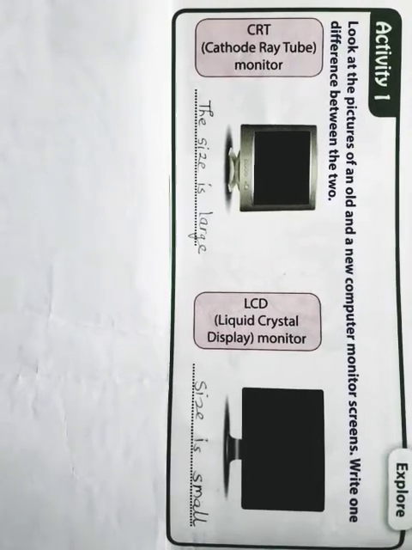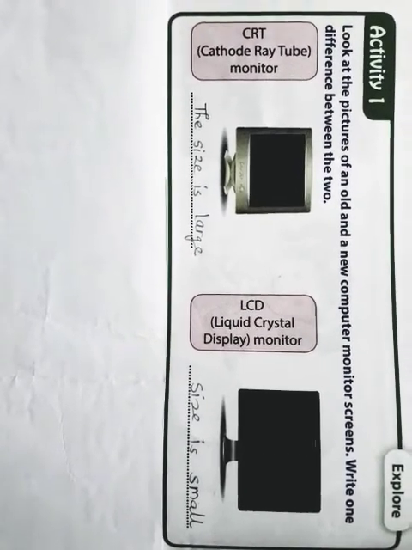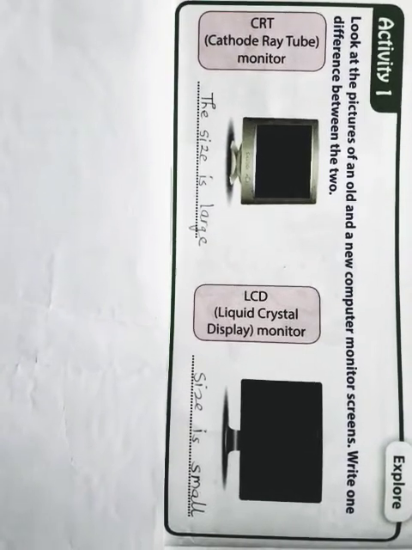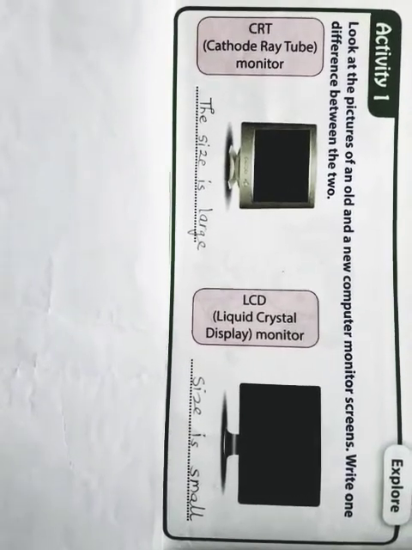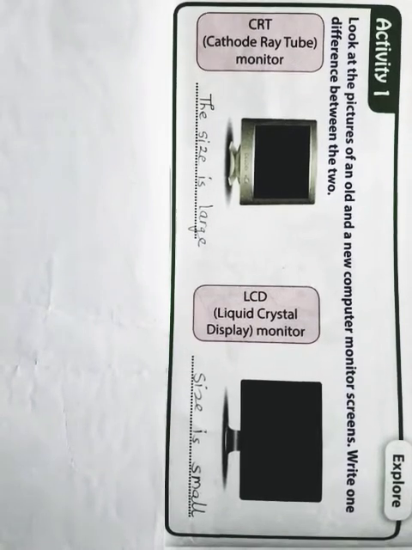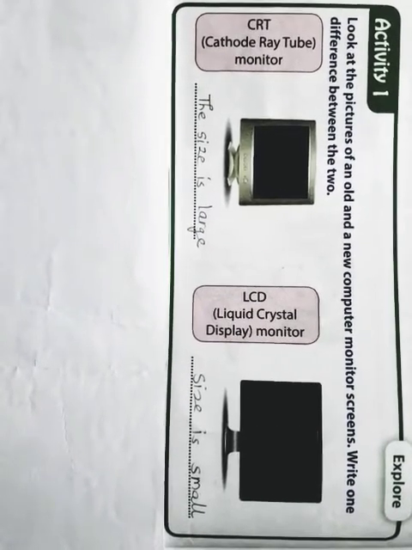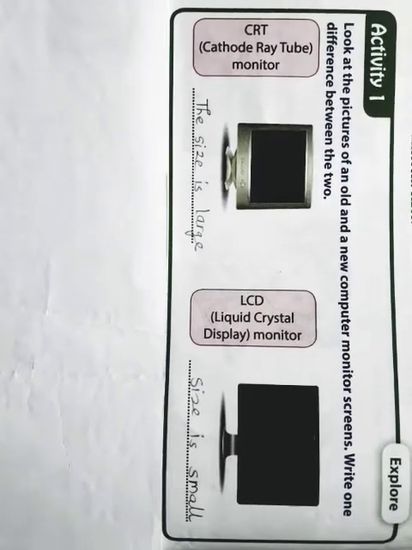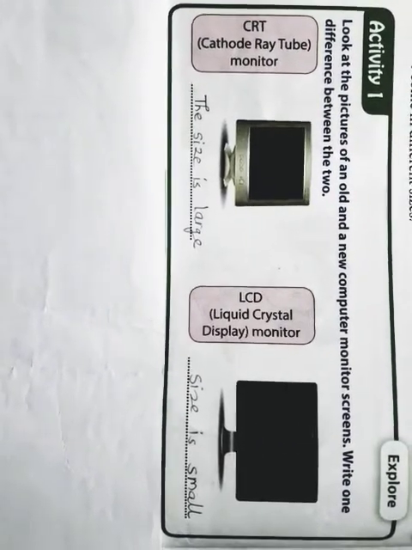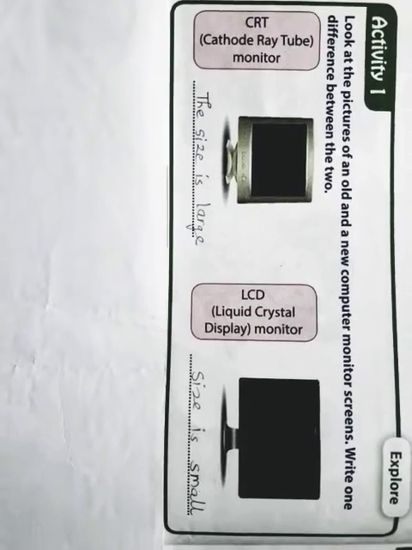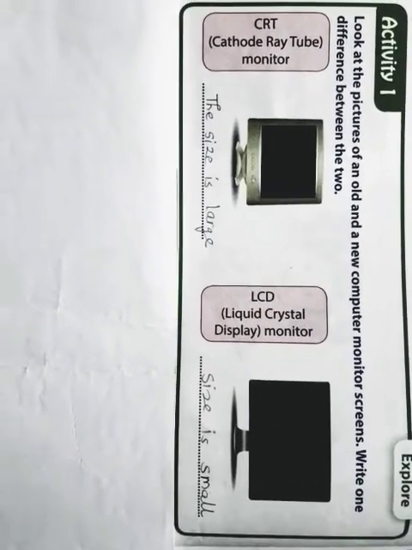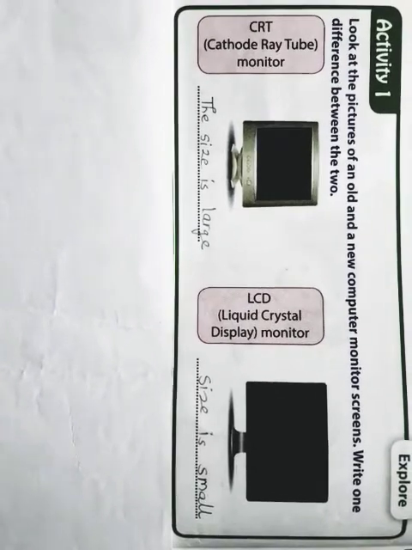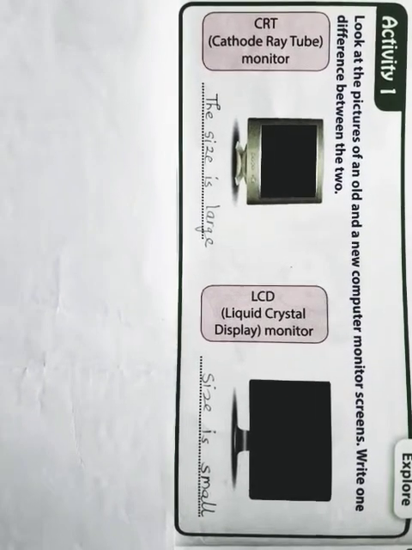Now let us discuss activity 1. Look at the pictures of an old and a new computer monitor screens. Write one difference between the two. Dear students, you can see the old-fashioned monitor at the left side and a new monitor, or the modern monitors, at the right side.